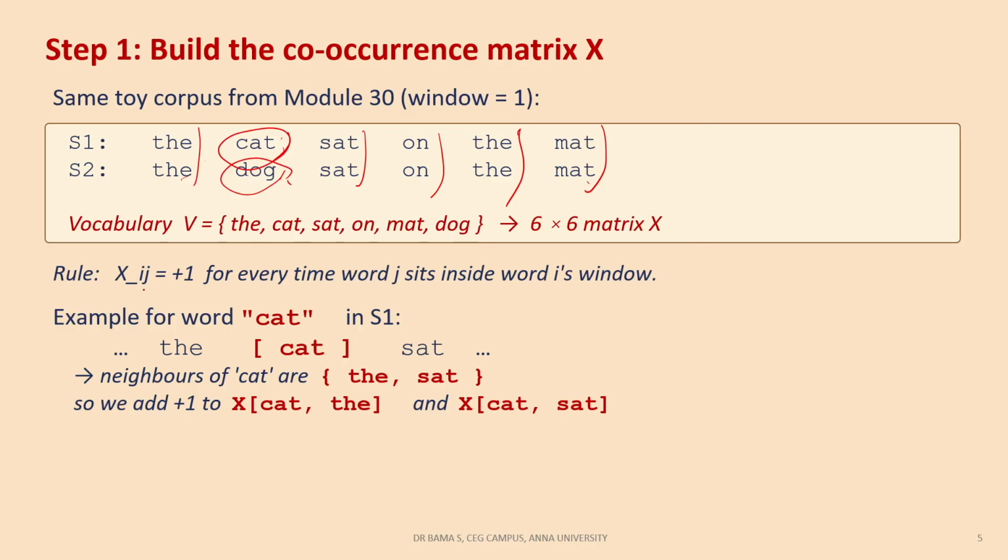So xij is going to be plus one every time j sits near i's window, which we will work out in a minute. For example, for cat in S1, "the cat sat", the neighbors for cat are going to be "the" as well as "sat". For dog, it is going to be "the" as well as "sat". Using that, we will see how the co-occurrence matrix is created. So for each co-occurrence, we will add a plus one to it. So this is an example of a co-occurrence matrix.